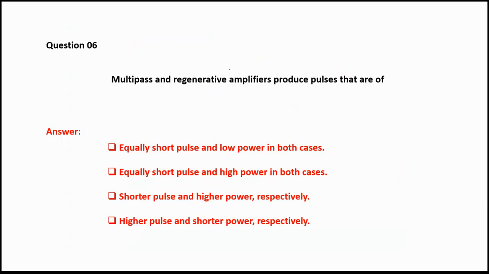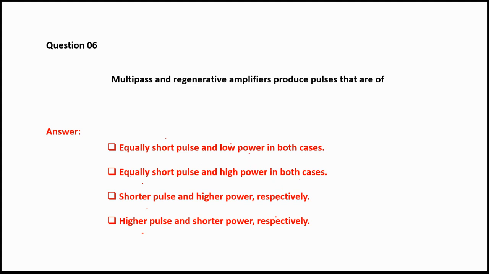Now, question number 6. Multi-pass and regenerative amplifiers produce pulses that are of equally short pulse and lower power in both cases, equally short pulse and high power in both cases, shorter pulse and higher power respectively, or higher pulse and shorter power respectively.